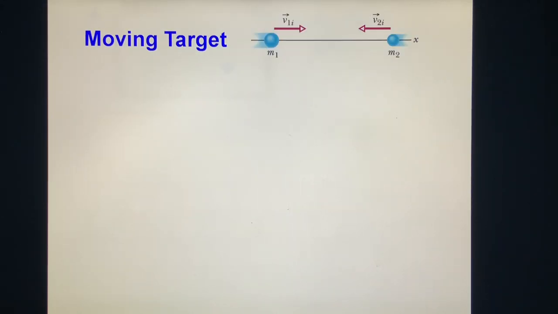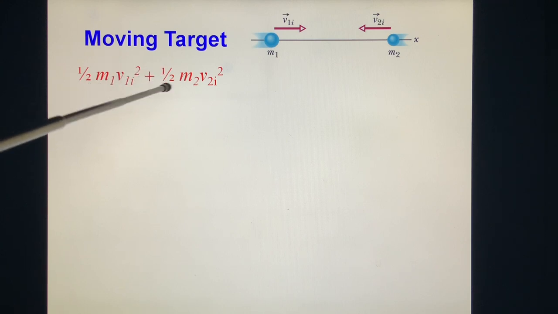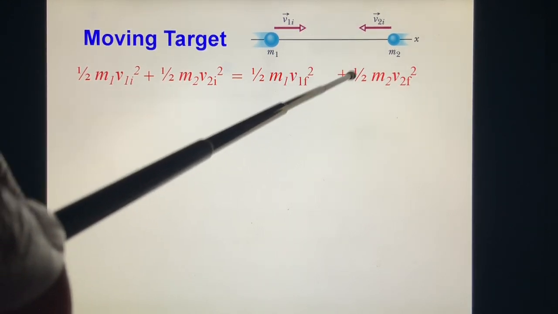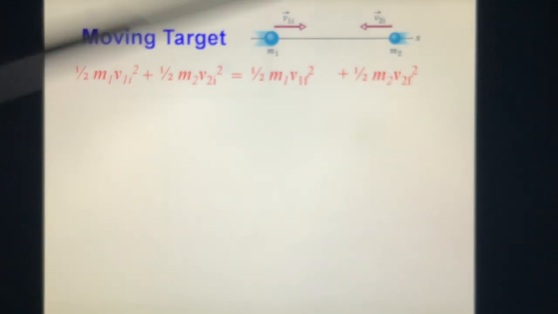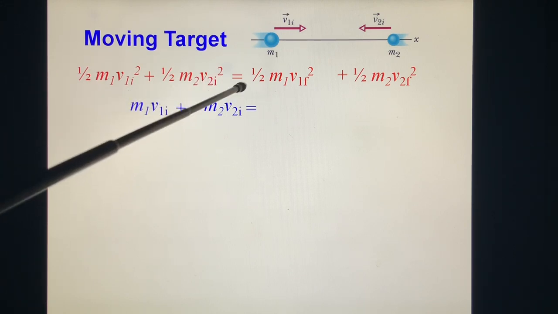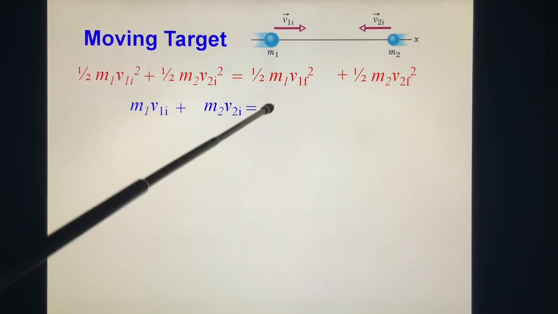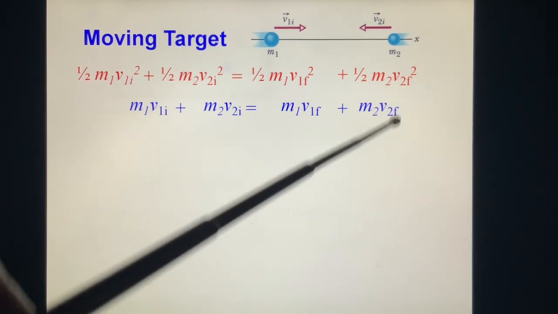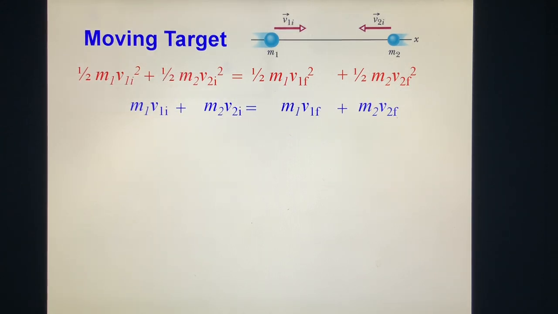Moving target, both moving, okay? And we have energy conserved: half m1 v1 initial squared plus half m2 v2 initial squared equals half m1 v1 final squared plus half m2 v2 final squared. Energy conservation. And then linear momentum conservation: m1 v1 initial plus m2 v2 initial, the initial linear momentum, equals final linear momentum, m1 v1 final plus m2 v2 final. This is one dimensional, so direction is not a factor, just a scalar.